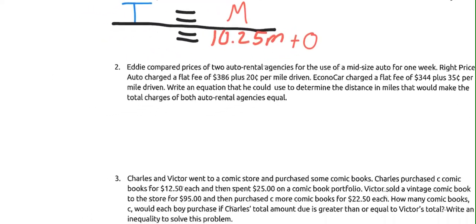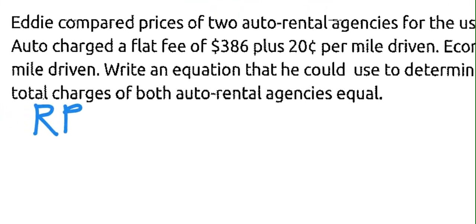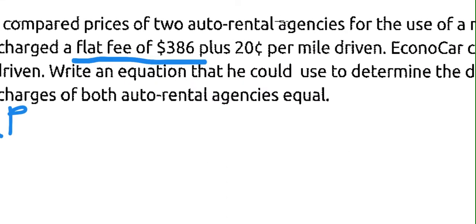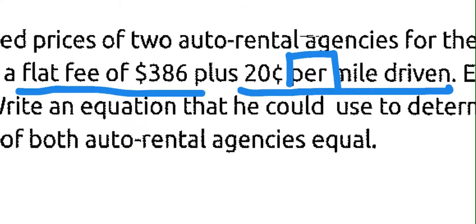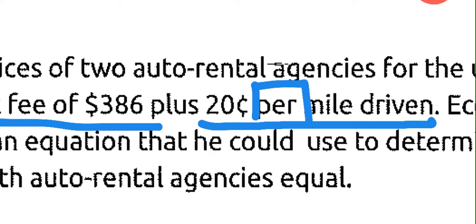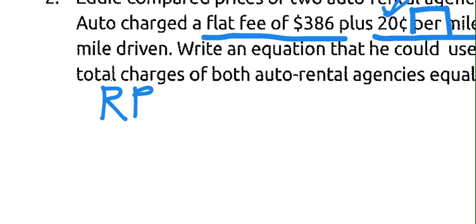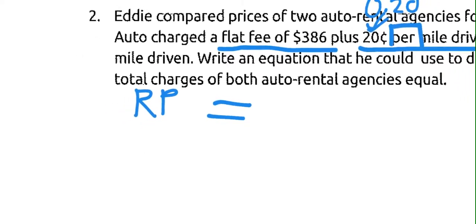We're talking about Right Price Auto. I'm going to call this RP, Right Price. We've got to come up with our equation for them. The flat fee happens one time with that $386. We also have our plus 20 cents per driven mile. The 20 cents, you got to be really careful. Whenever you're writing that out for your equation, you're going to want to do that 0.20. I would use that instead. Otherwise, that could get real confusing if you make it look like dollars. So we've got Right Price Auto. We've got enough information to write out the equation.